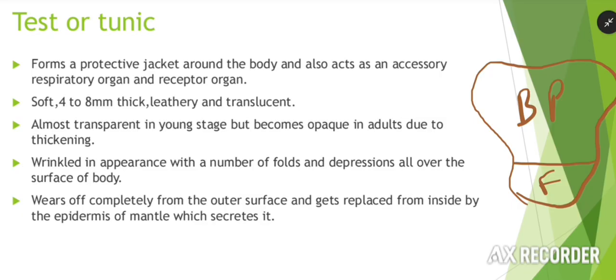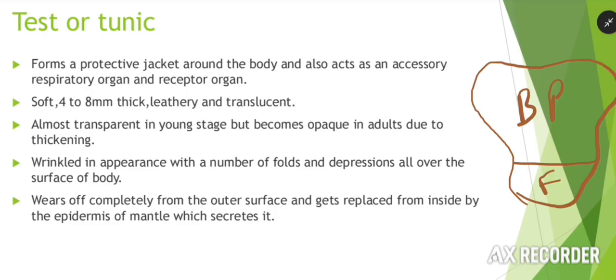stage it becomes opaque. Why? Because of thickening, it becomes opaque. It is not transparent anymore. It is wrinkled in appearance with a number of folds and depressions all over the surface of the body. Now this test is made up of a substance which is known as tunicin.